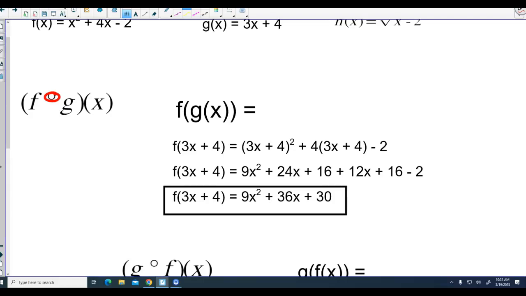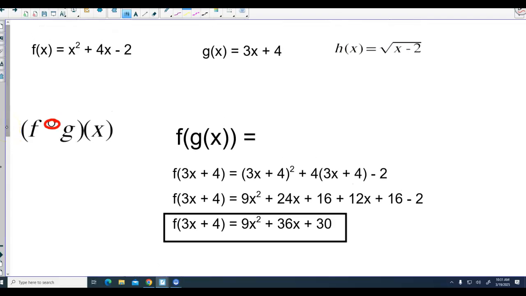So, essentially, the g of x equals 3x plus 4. Okay? So I substitute the g of x with 3x plus 4. And wherever I see x, I plug 3x plus 4 in. So 3x plus 4 squared plus 4 times 3x plus 4 minus 2. The 3x plus 4 squared, we do 3x plus 4 times 3x plus 4, which is 9x squared plus 24x plus 16. Plus 12x plus 16, we distribute the 4 through here, and then minus 2, and then we're combining our like terms. 9x squared plus 36x plus 30. Okay. And that's your answer.